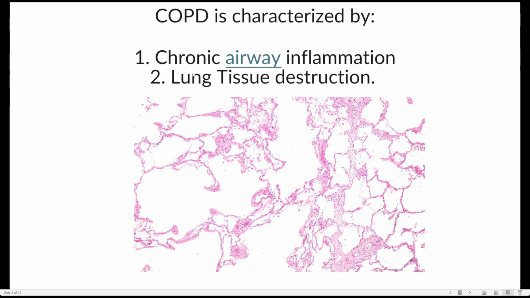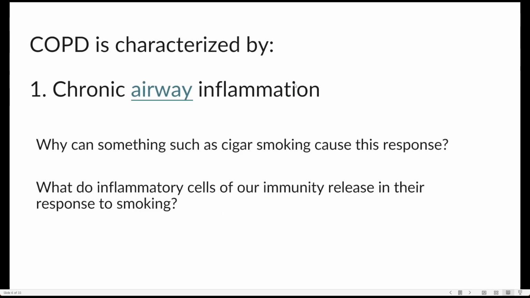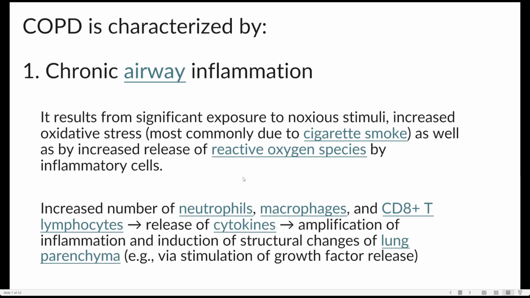And why does this occur? Because there's chronic airway inflammation accompanied with lung tissue destruction. A lot of the airway inflammation occurs because most commonly there's exposure to a toxic chemical, such as cigarette smoke. And because it's a toxic chemical, it will induce an immune response. So inflammatory cells. And what do inflammatory cells of our immune system release in response to smoking? They will release cytokines, such as tumor growth factor, or interleukin 1, 6 and 10.